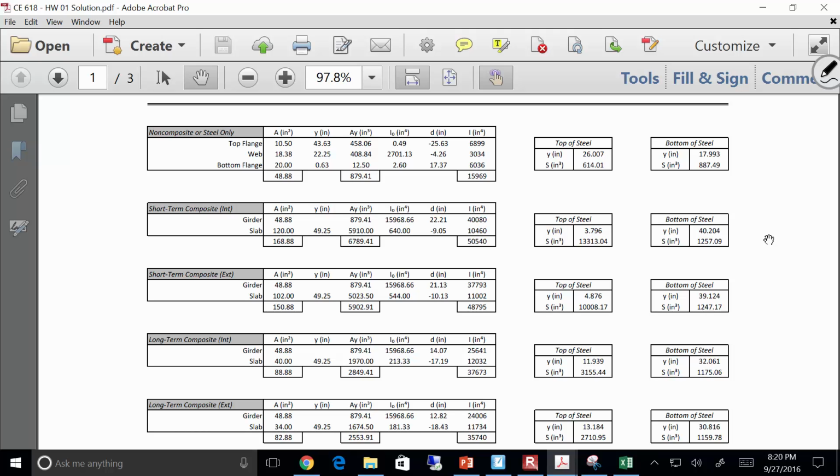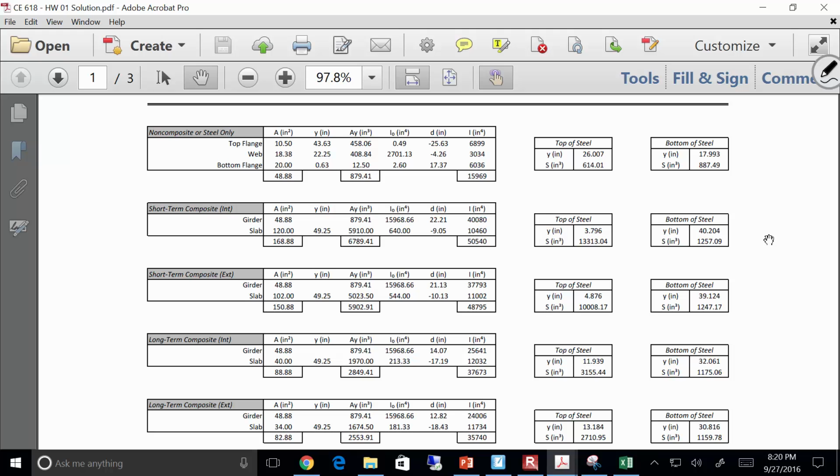For the composites, this is 10,008, this is 1247, this is 2710, this is 1159. Everybody seeing that? I propose to you that by looking at these section moduli, and granted this one's a little bit larger, you can always check both, the bottom flange in this section is probably going to yield before the top flange.